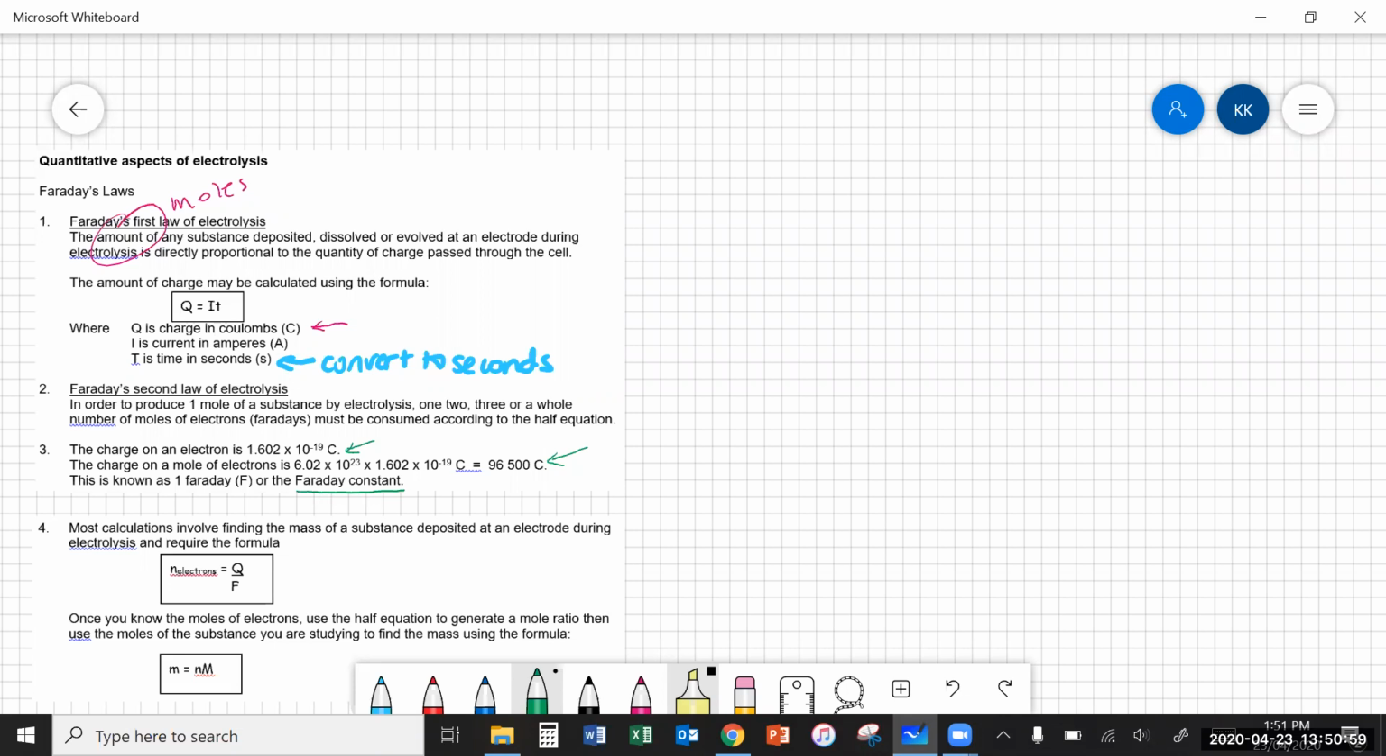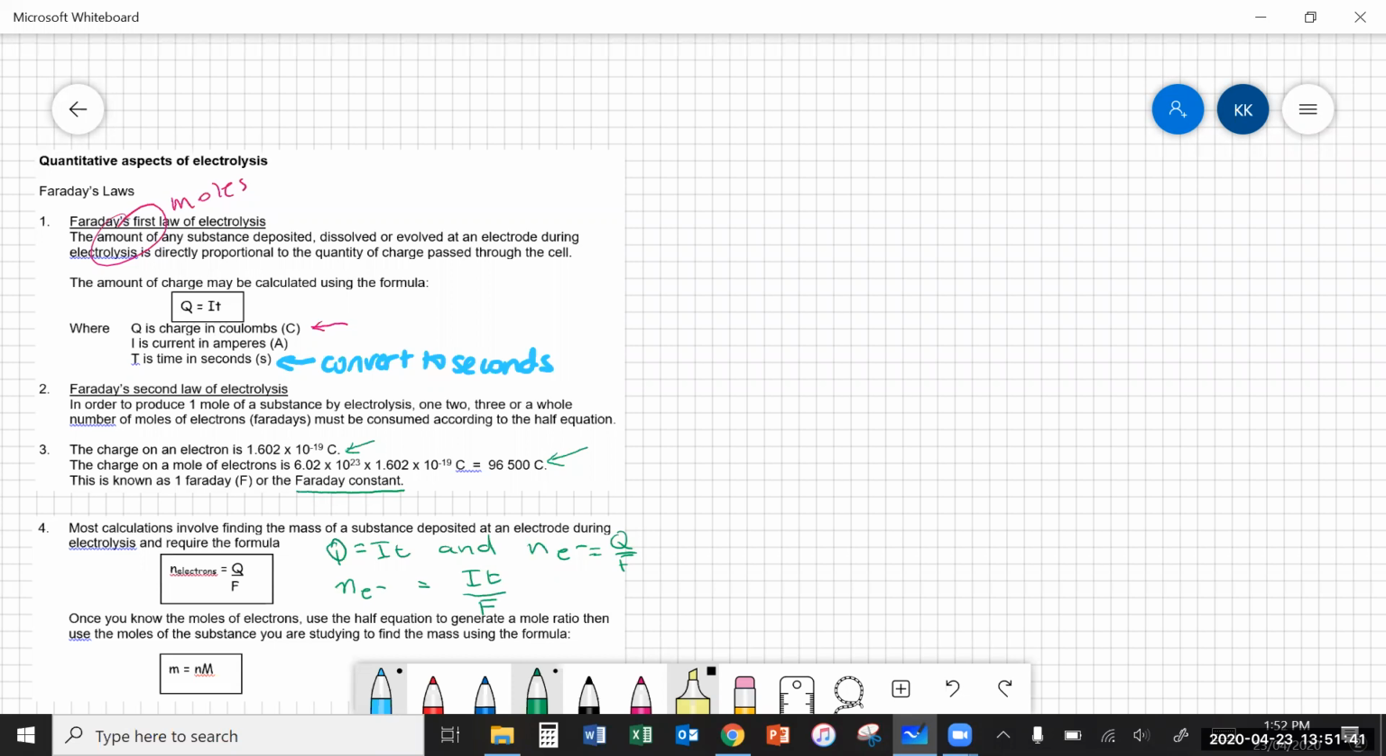You can put those two together and actually work out the number of moles of electrons. If you know the charge and you know the charge on a mole of electrons, then the number of moles is just charge divided by the Faraday constant. So putting those two formulae together, if we've got Q equals IT and moles of electrons is equal to Q on F, then moles of electrons must be equal to IT on F.